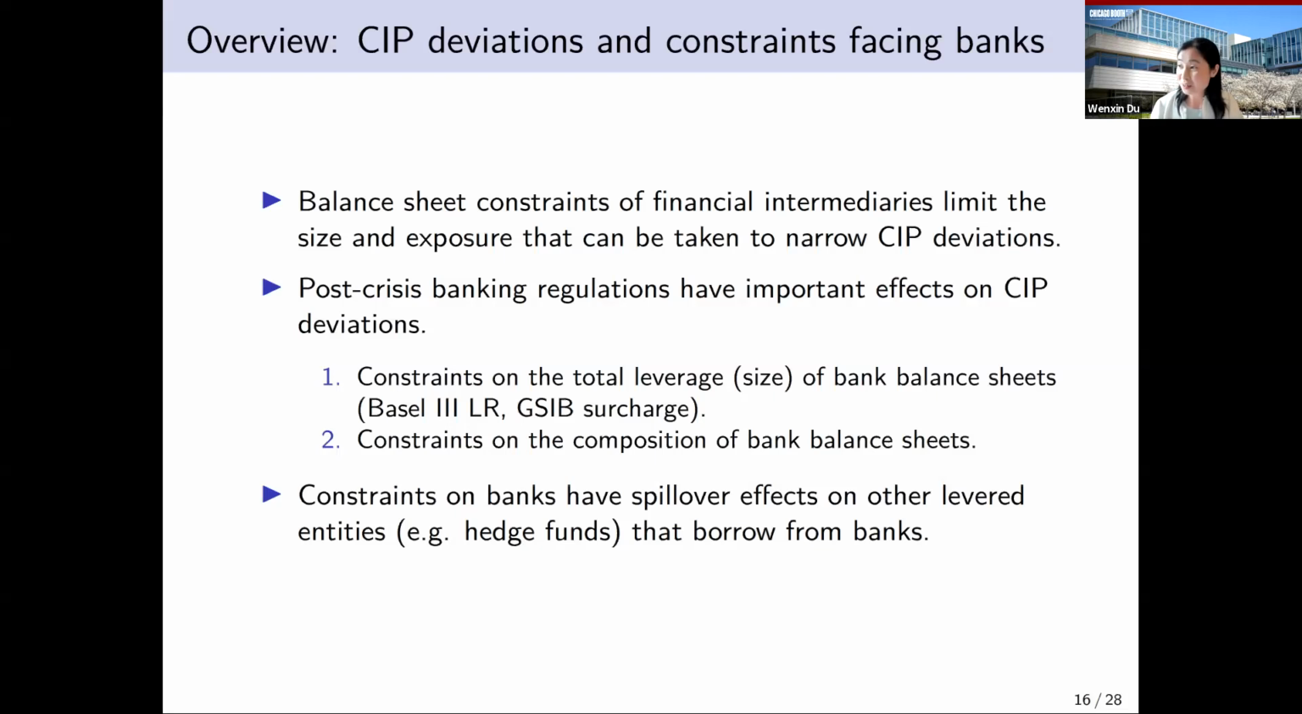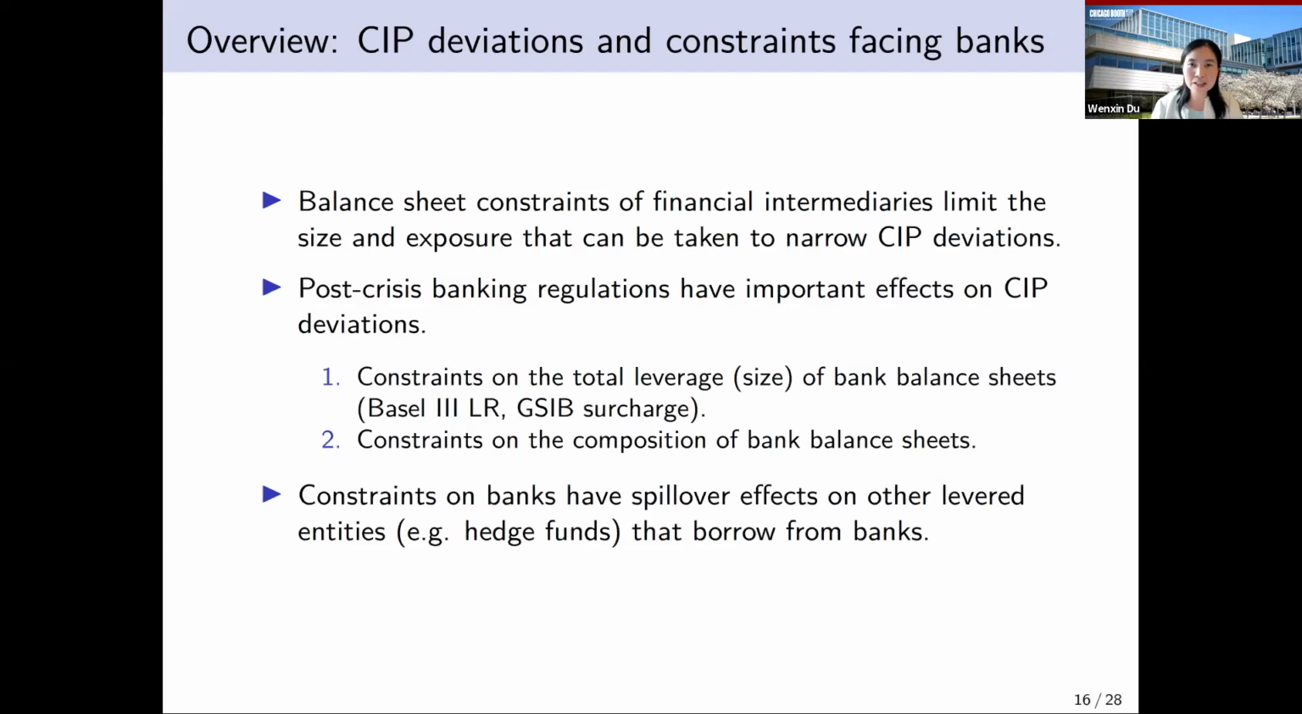So why does size matter for CIP? Of course, if you want to do more CIP arbitrage, you have to borrow more dollars and invest more in yen, either parking the money at the BOJ or lending it out in the yen repo market. Even though the derivative doesn't show on the balance sheet, the actual borrowing and lending show on the bank's balance sheet. So doing more CIP translates into a bigger balance sheet, making the leverage ratio or the GSIB surcharge constraint more binding. Okay, so that's the first type of constraint.